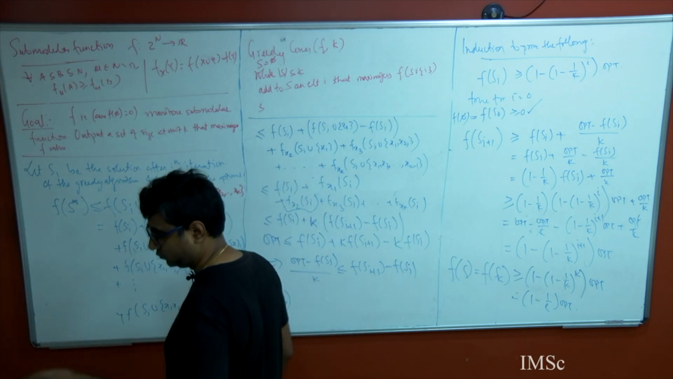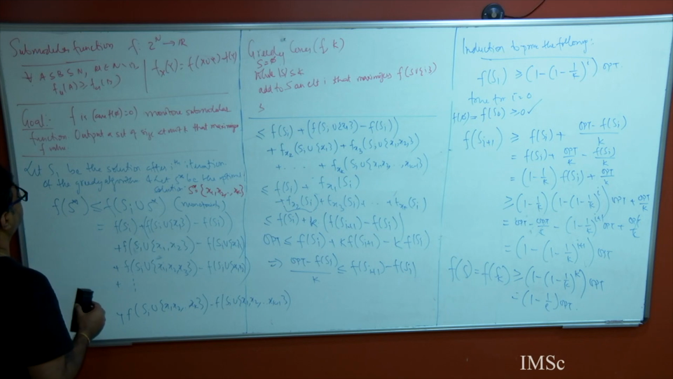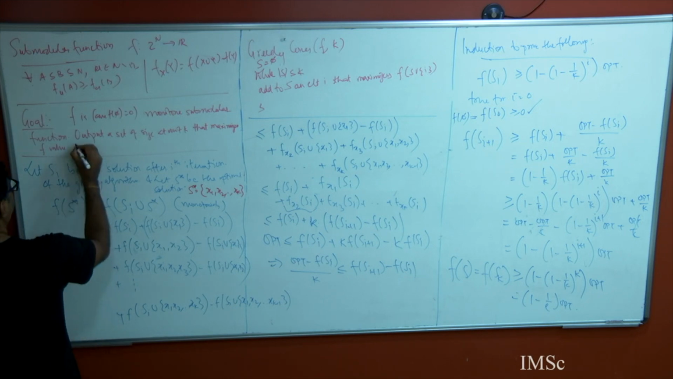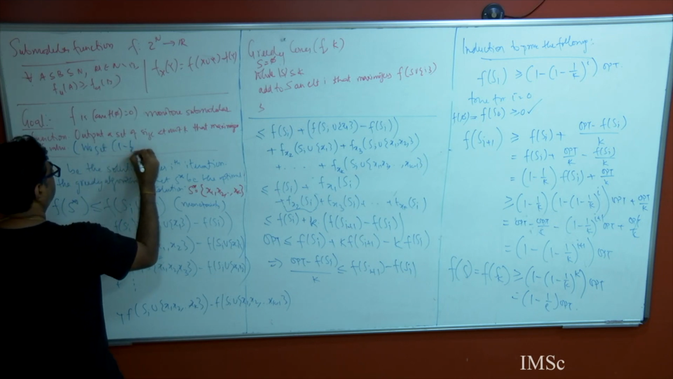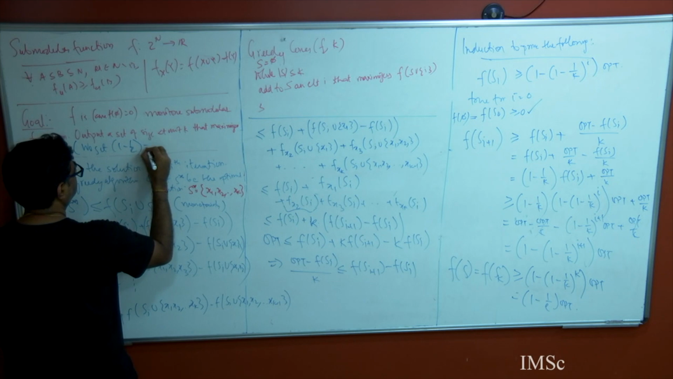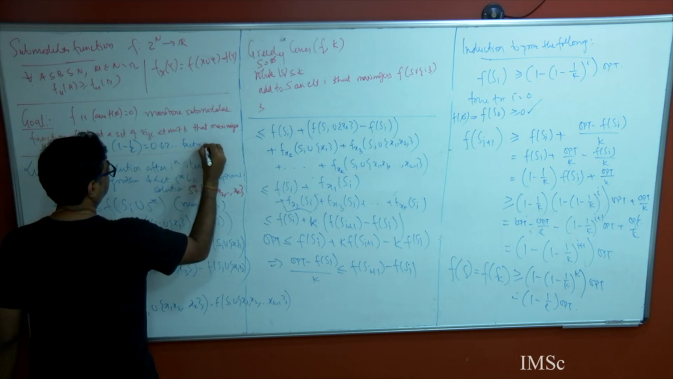Okay, so let's, okay, f value, we get 1 minus 1 by e, which is a 0.6 something factor approximation.